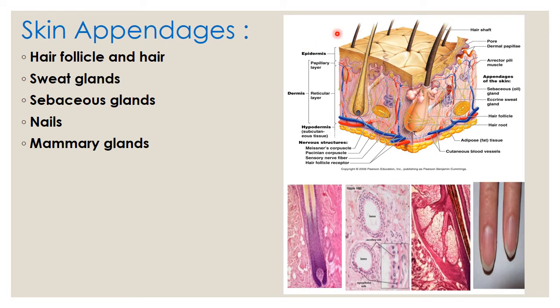Now this is the section of the skin showing you the epidermis layer. Below is the dermis layer, which is highly vascular, and the skin appendages are embedded in this dermis layer, like the hair follicle, the sweat glands, the sebaceous glands. And below is the hypodermis layer, which is composed of fatty tissue or adipose tissue. So the hair and the hair follicles, the sweat glands, the sebaceous glands, the nails, and the mammary gland are all the appendages of the skin.